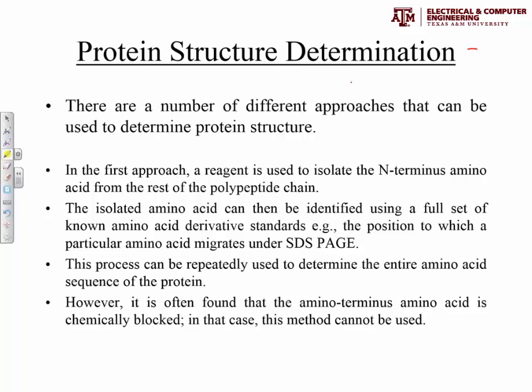Now, how do you determine protein structure? So remember, we said that there were different levels of protein structure. The primary structure was the amino acid sequence. The secondary structure was the presence of alpha helices and beta sheets. The tertiary structure was basically the three-dimensional structure. And then we talked about the quaternary structure, which is for proteins that are made up of more than one polypeptide chain. Okay?